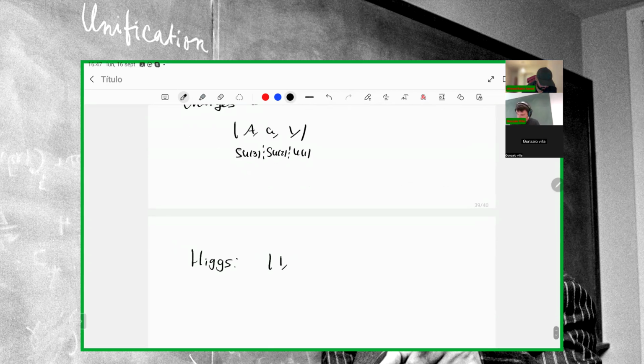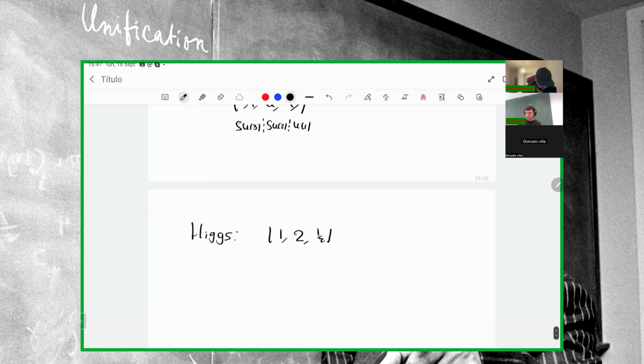under QCD. It's a doublet under SU2, so it's a pair of complex fields, and this pair transforms appropriately under SU2 transformations, and has hypercharge 1/2. So what we have is that the Higgs is a SU2 doublet, H plus, H0, with no SU3 charge.